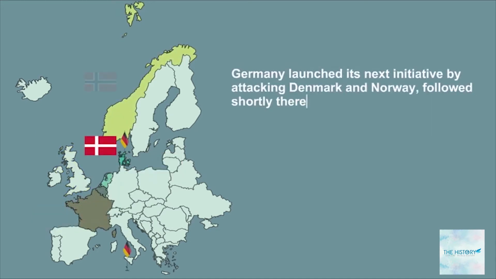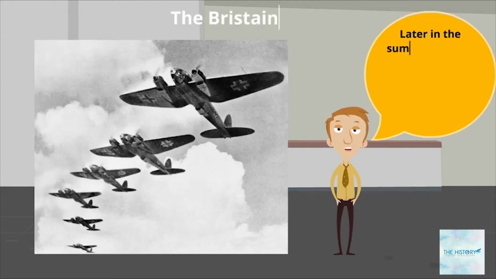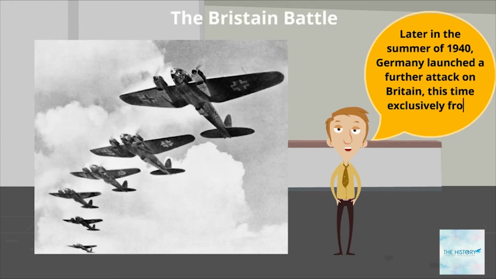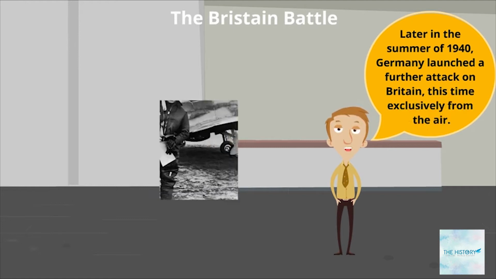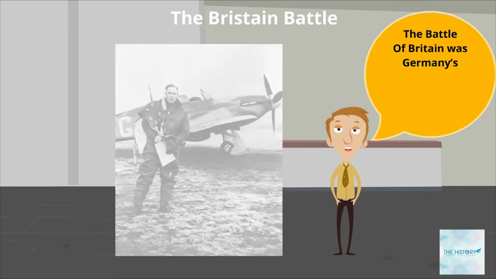Germany launched its next initiative by attacking Denmark and Norway, followed shortly thereafter by attacks on Belgium, the Netherlands, and France. All of these nations were conquered rapidly. Later in the summer of 1940, Germany launched a further attack on Britain, this time exclusively from the air. The Battle of Britain was Germany's first military failure.